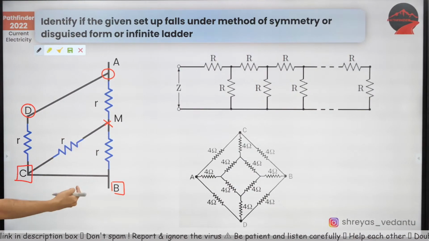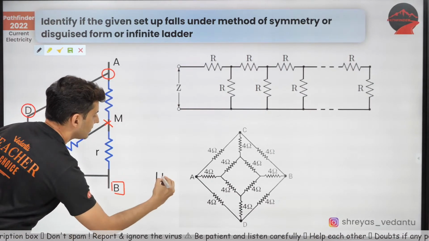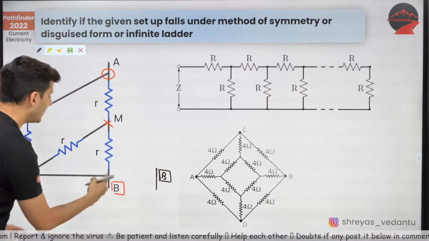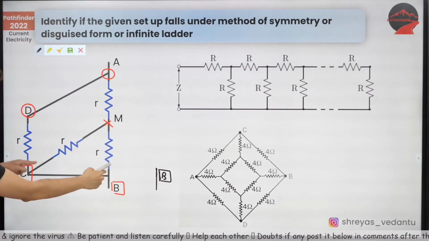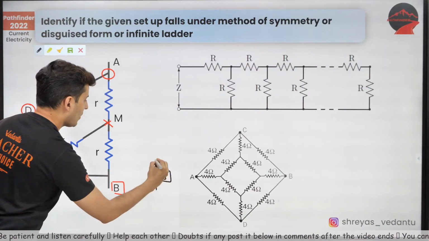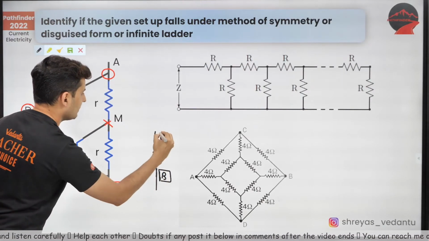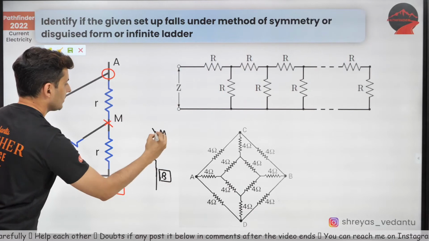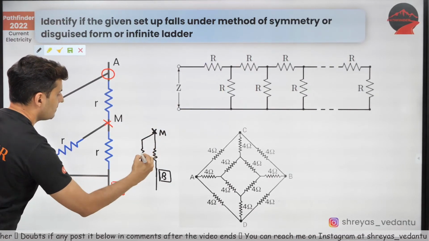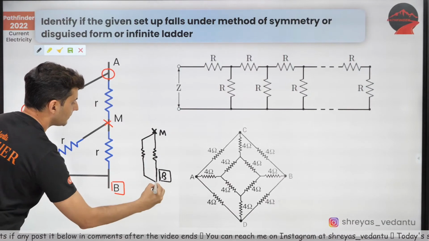So I can redraw this circuit. How? Look at this. This is point B. From B I have two resistors. One goes and meets at M, and the other one also comes and meets at M only.